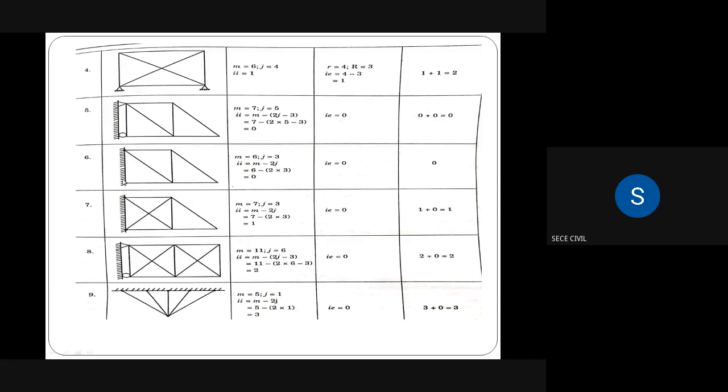Okay, without considering this, we have to consider others. This is member 1, member 2, member 3, member 4, member 5, and member 6. Totally 6 members are in the given figure. So m is equal to 6.